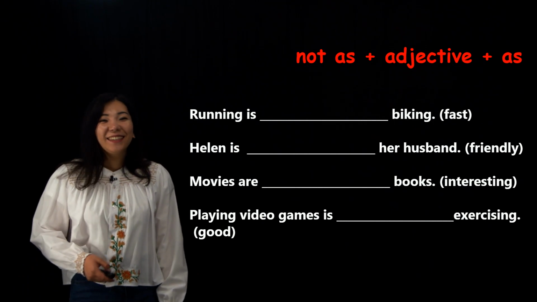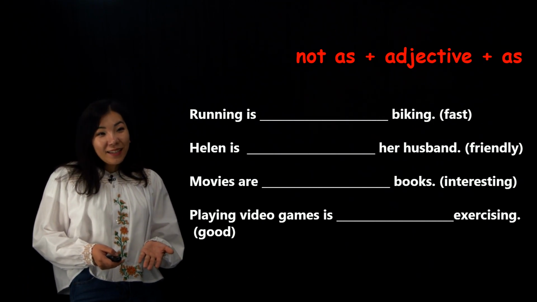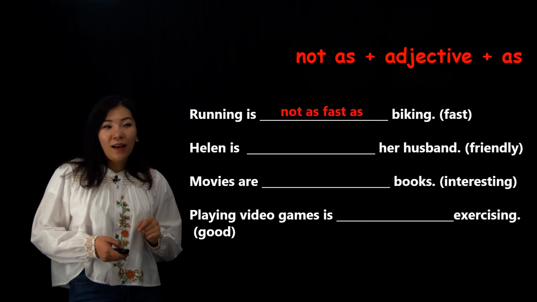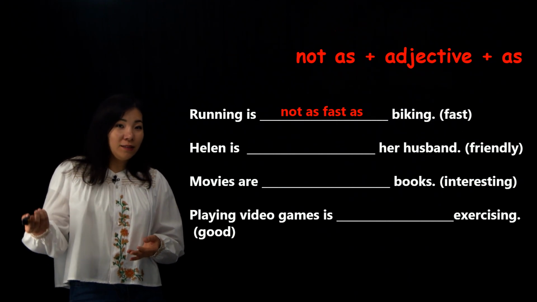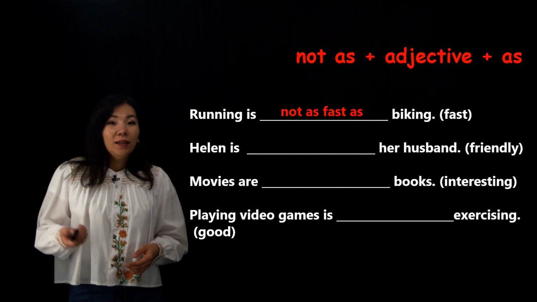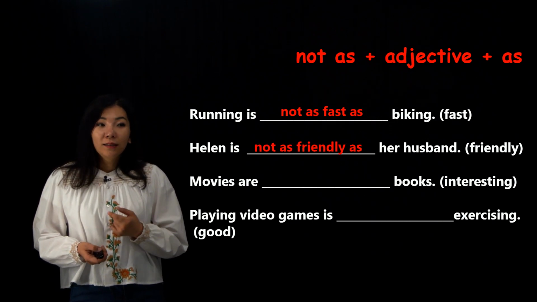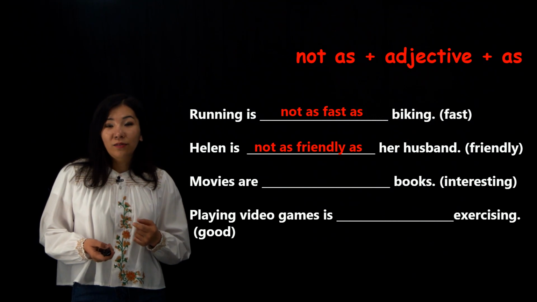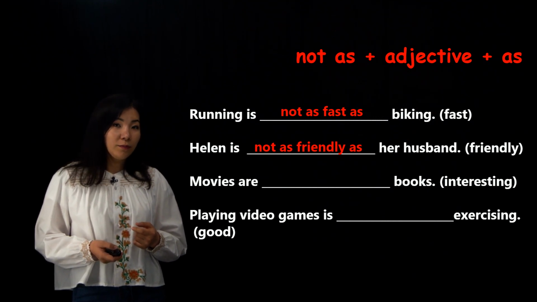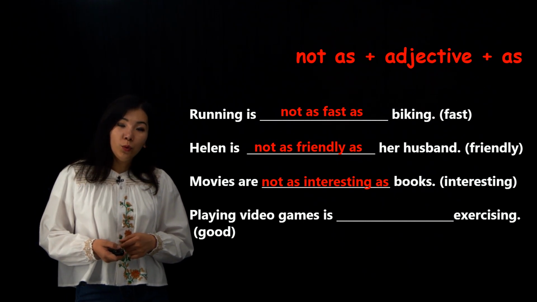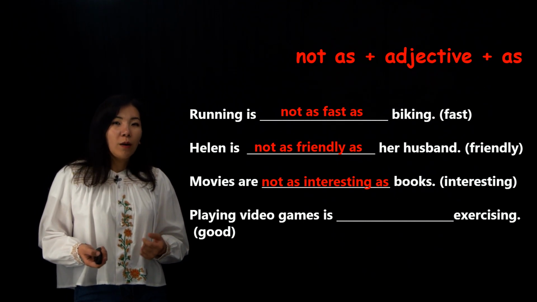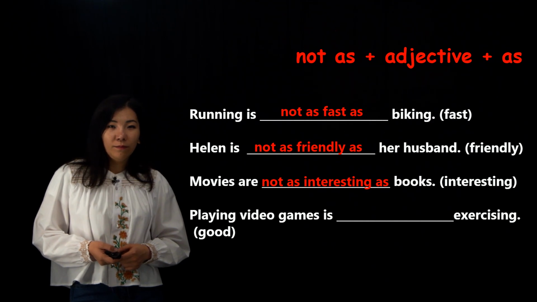Okay, let's start. So running is not as fast as biking. We all know that biking is faster than running, right? Helen is not as friendly as her husband. Movies are not as interesting as books. Books are more interesting than movies, isn't it?